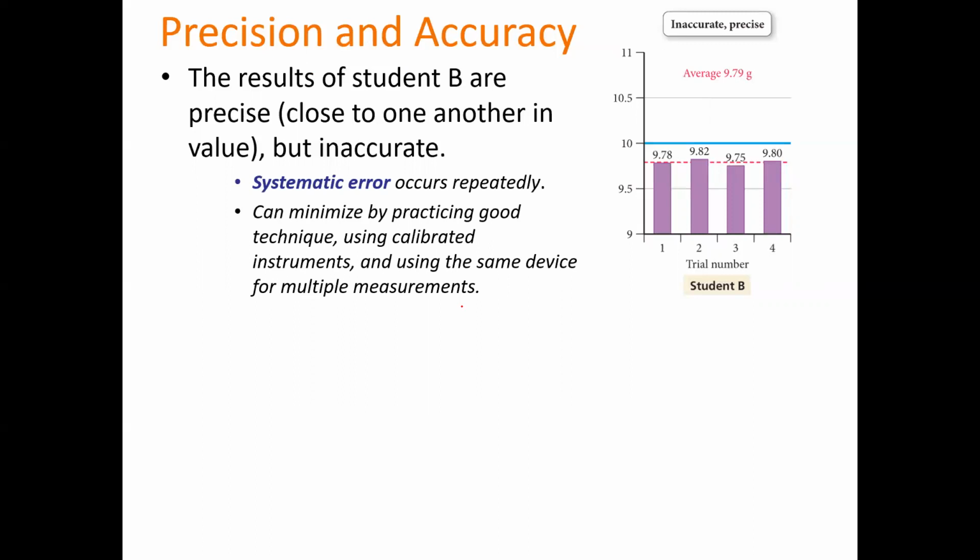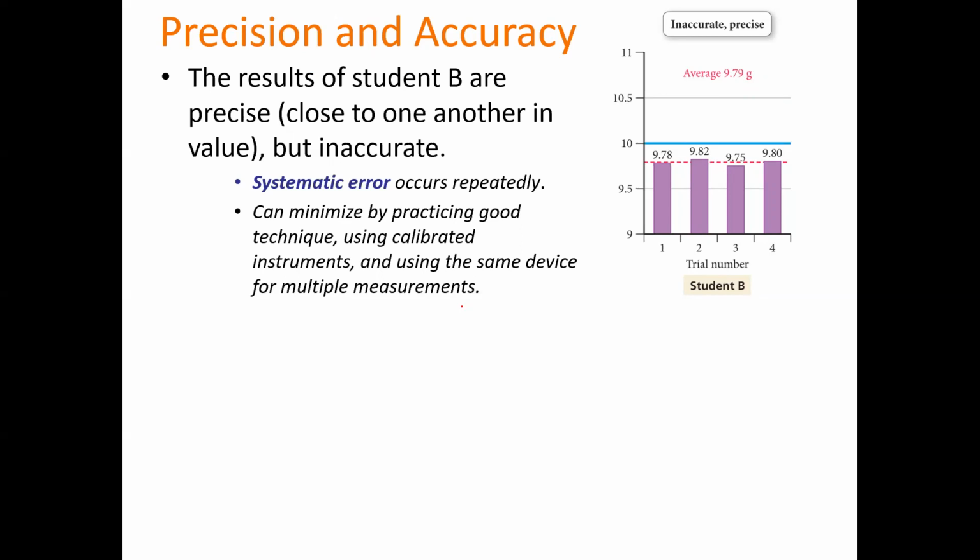So systematic error could be due to poor technique, right? One example is when you're measuring the volume, you're not looking at the bottom of the meniscus at eye level, or you're not dropping down to eye level and reading it. Another example is you could be using something that's not calibrated correctly. So maybe your scale hasn't been calibrated. Maybe the ruler you're using to measure length has a chip on the end. So that would be an example of a non-calibrated instrument.